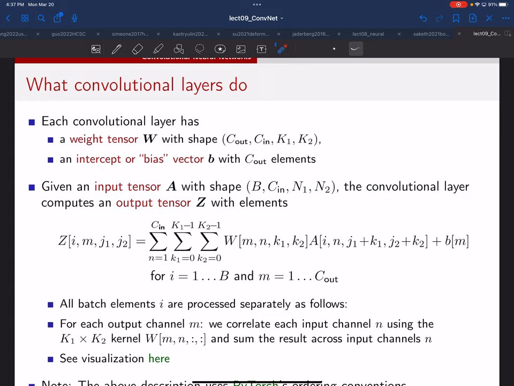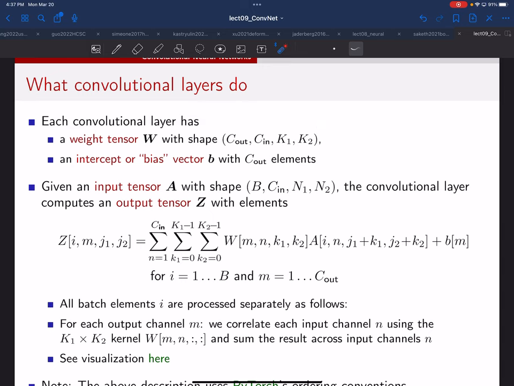You also have a bias for that layer, and all the bias does is add a single number to all the pixels for each of the output channels. So the bias vector is just a one-dimensional vector with Cout elements, just one number for every output channel. Okay, so that is basically what the trainable weights are.